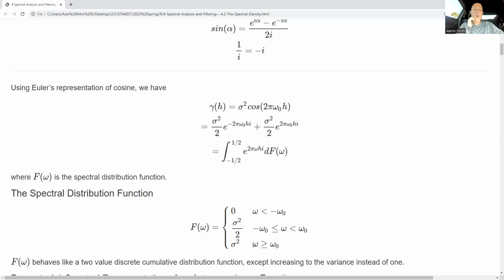Okay, so you'll notice that capital F of omega behaves like a two-value discrete cumulative distribution function, except it's increasing to the variance instead of to 1. All right.